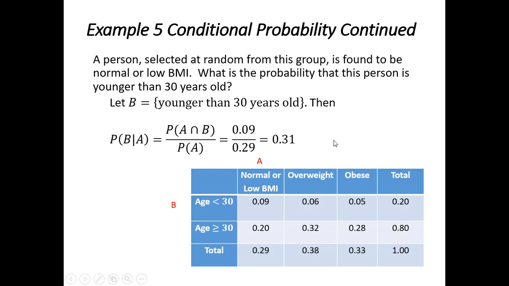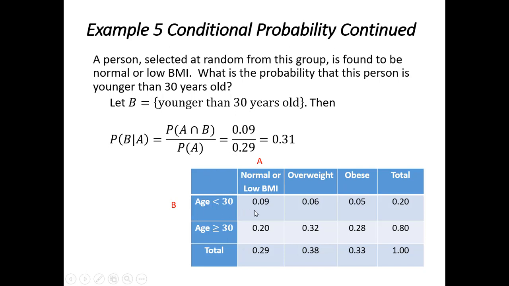Well, with the next question, we do have to work with conditional probability. Let's say that a person selected at random from the group is found to be from the normal or low BMI group. And we're asking, what's the probability that this person is younger than 30 years old? Okay. So the condition here is that they're from the normal or low BMI group. So I put an A here because we've called this A before. And we want to find out the probability that they're younger than 30.